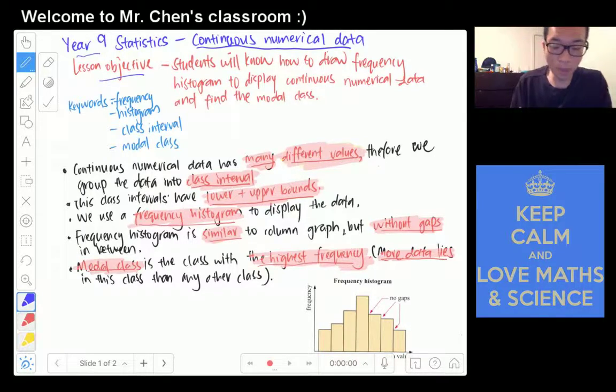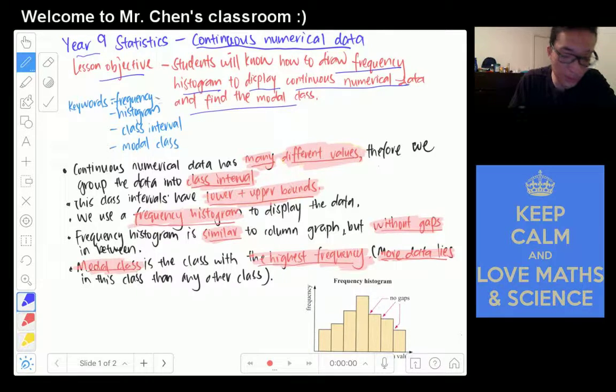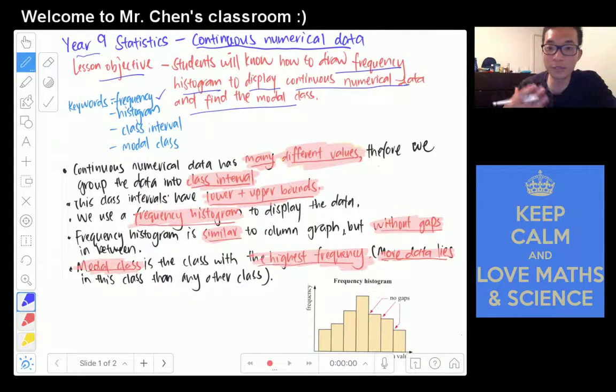So the lesson objective is: students will know how to draw a frequency histogram to display continuous numerical data and find the modal class. There are a few alien words in there, but bear with me and you will be good by the end of this. Keyword number one is frequency. Frequency is how often something occurs. The higher the frequency in this math statistics term, the more often that value occurs.